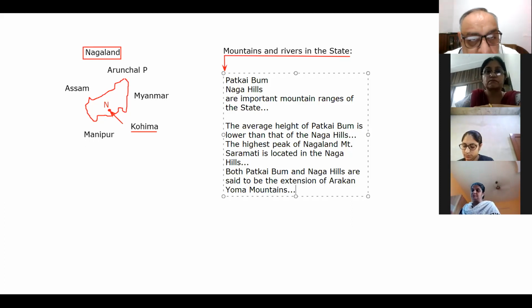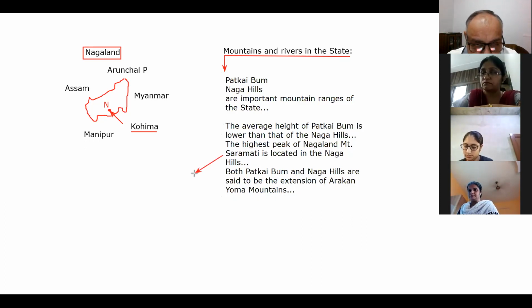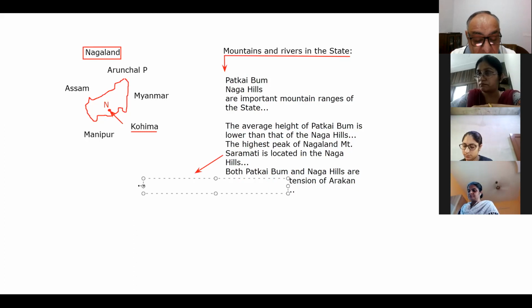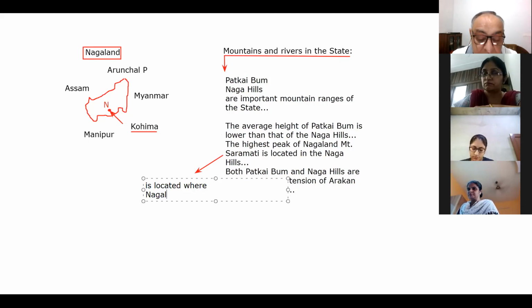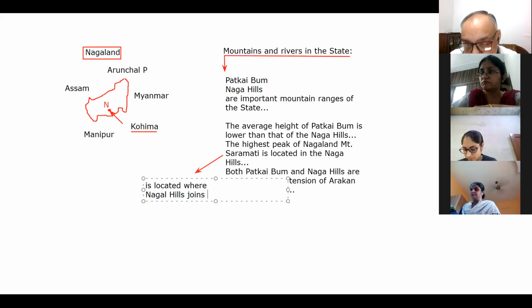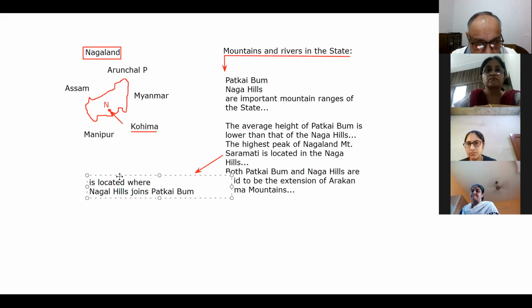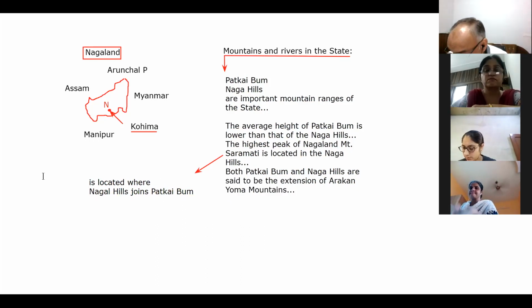So this Mount Saramati है जो, it is located where the two ranges, Naga Hills and Patkai Bum, join. जहाँ पर ये दोनों ज्वाइन करते हैं, वहाँ माउंट सारामती है. तो वहाँ पर आपको माउंट सारामती मिलेगा at their meeting point.